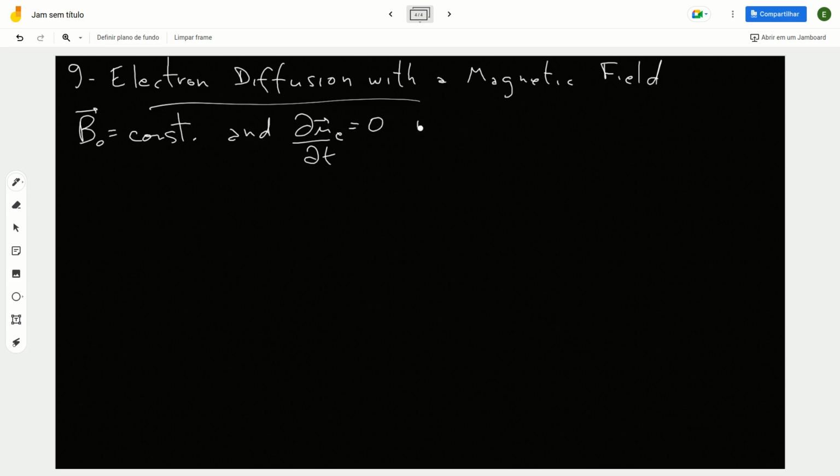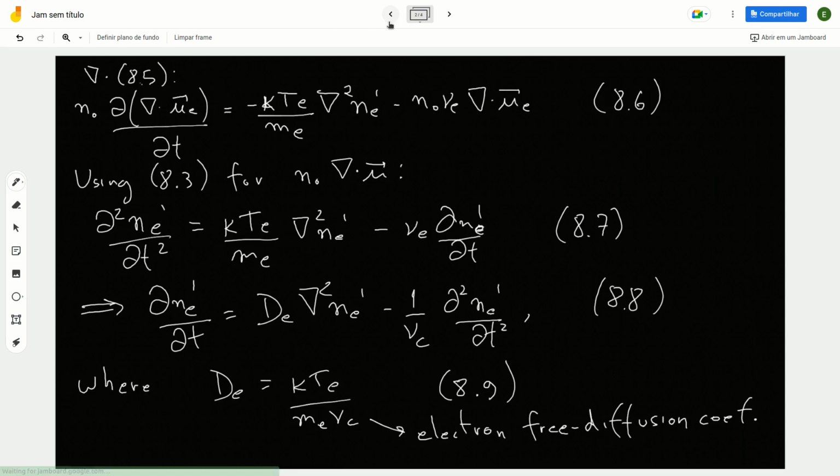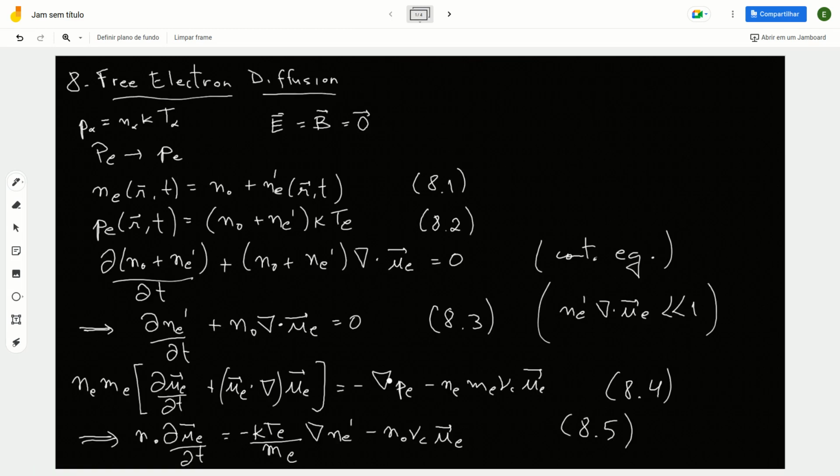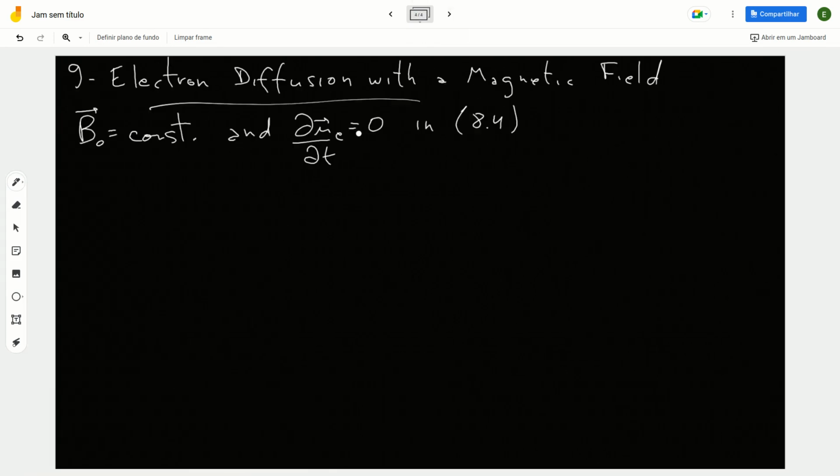In the equation of motion for the electrons, which is 8.4, linearized. Okay, 8.4 is linearized or not? Let me see. No, it's not linearized. Linearized is 8.5, right? So we will use, yeah, but not really 8.4, because 8.4 does not have the magnetic field. So let me start again. So not 8.4. It's the equation of motion.